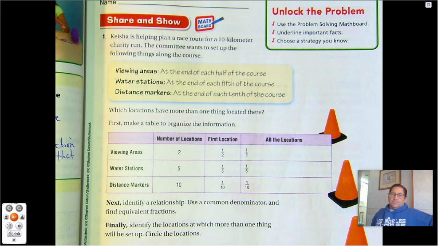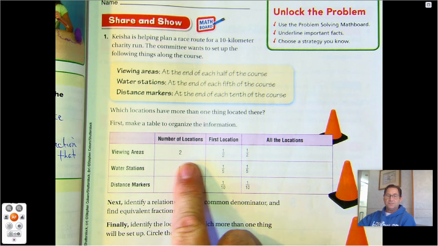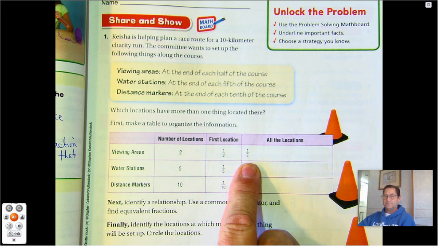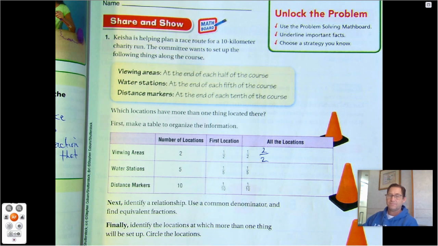All right, so you remember when we were doing the problems where we wanted to find out when two people would wind up working at the same time? And we counted the one person by thirds and the other one by fifths. So we were finding a common multiple for them. Okay, so we're going to do the same thing here. There's going to be 2 viewing locations at 1/2 and 2/2. That would be 2 2's is the whole track, right?